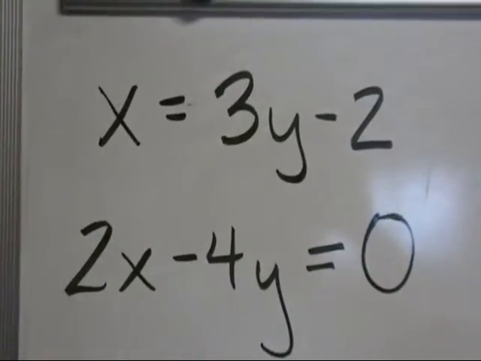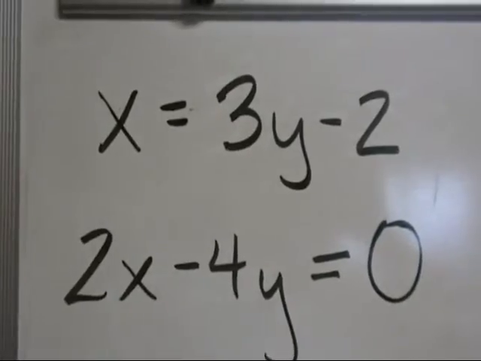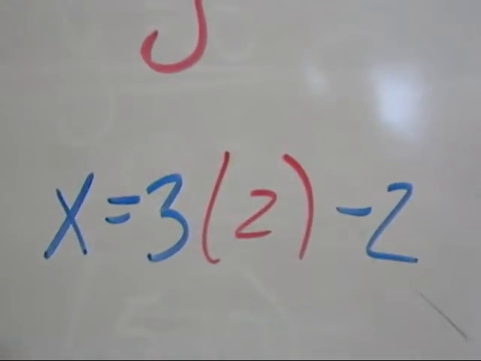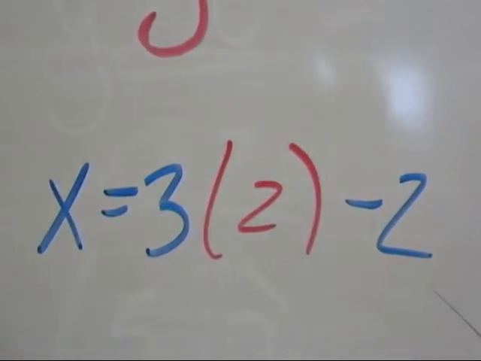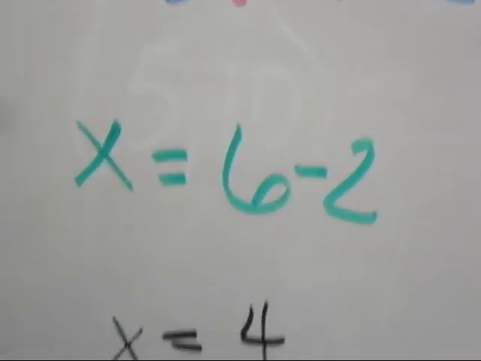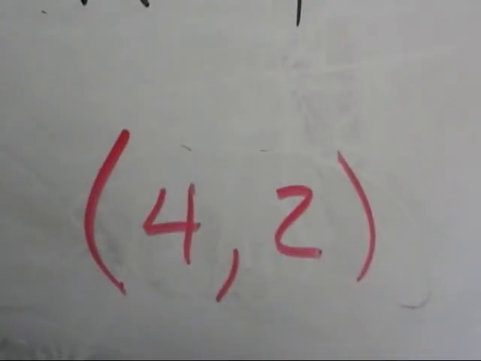Now, with the y equals 2, I need to look at my two original equations and decide which of the equations I want to plug that value into. I think the first one will be easiest, so I'm simply going to substitute in a 2 here for the y. That becomes the equation x equals 3 times 2 minus 2. 3 times 2 is 6. 6 minus 2 is 4. So as a coordinate pair, the solution is 4, 2.